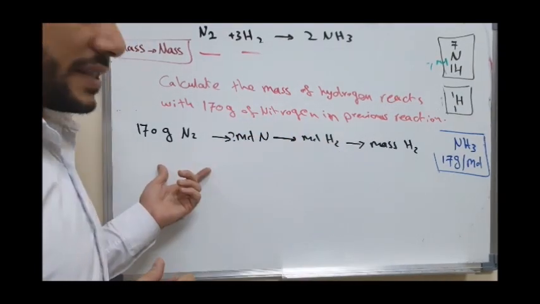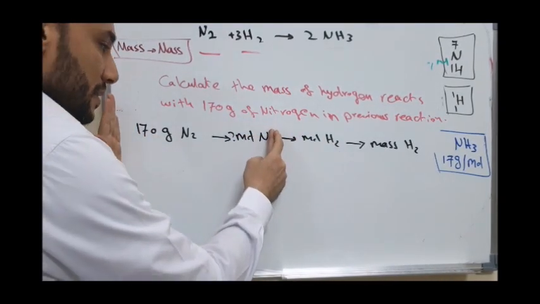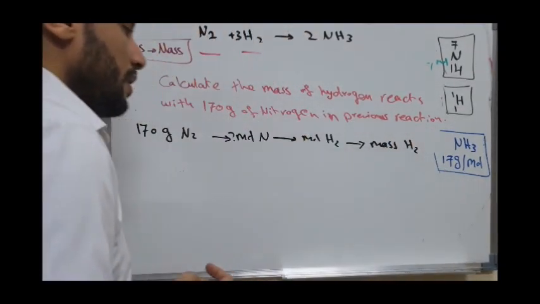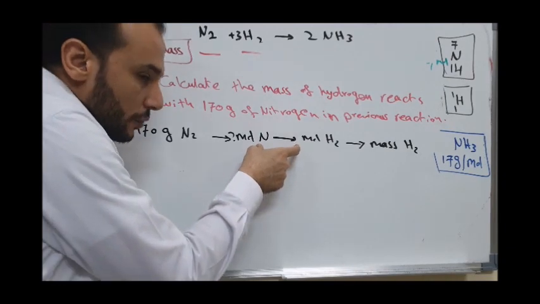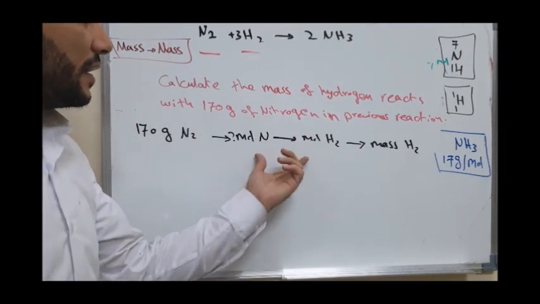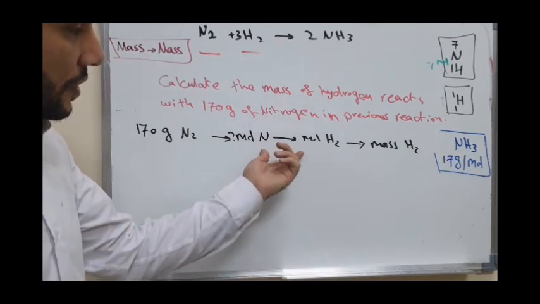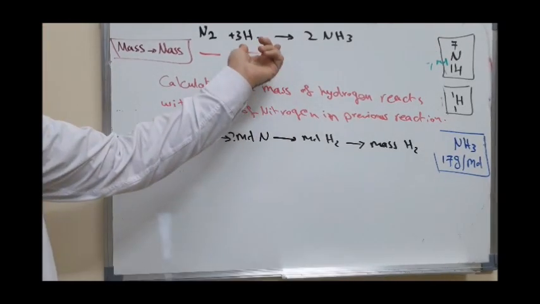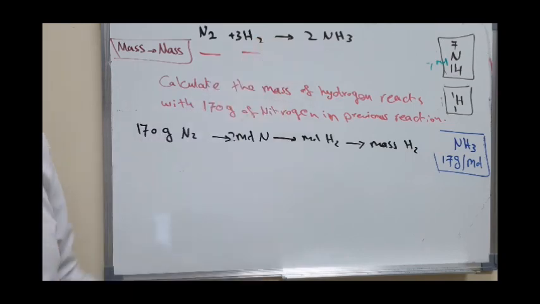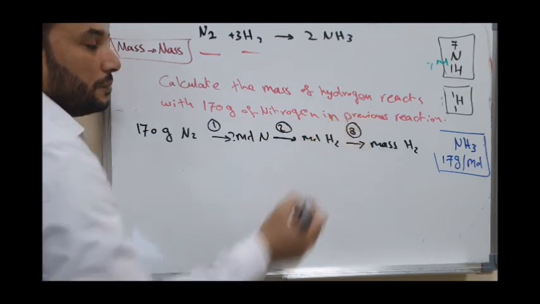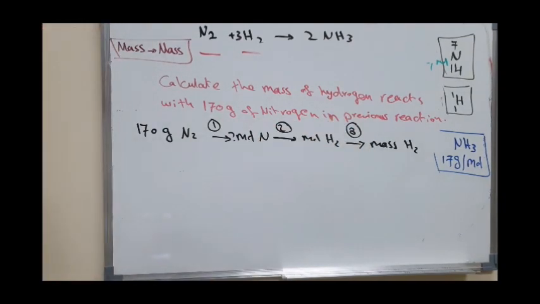We have two different substances. This part of the answer is talking about nitrogen. This part of the answer is talking about hydrogen. And this part of the answer is the connection between both of them, and the connection uses the mole ratio, which we can get from the chemical reaction.